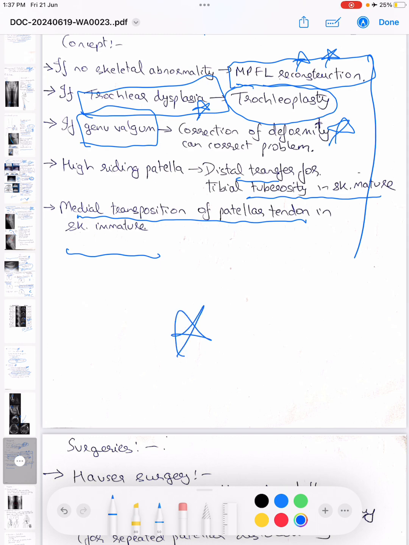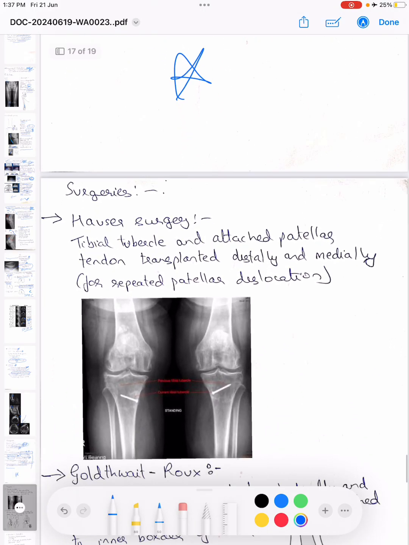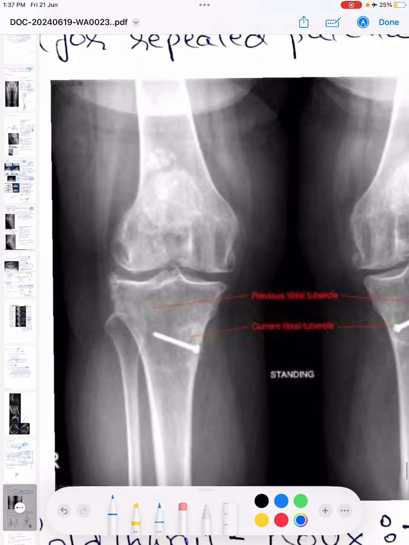We are going to discuss the named and important surgeries in the case of recurrent patellar dislocations. So the first surgery is the Hauser surgery. What do we do for repeated patellar dislocation? The tibial tubercle and the attached patellar tendon is transplanted distally and medially. As you can see on the X-ray, this was the previous site of the tibial tubercle, which has been transplanted distally and medially, and it has been fixed. So this is the current tibial tubercle.